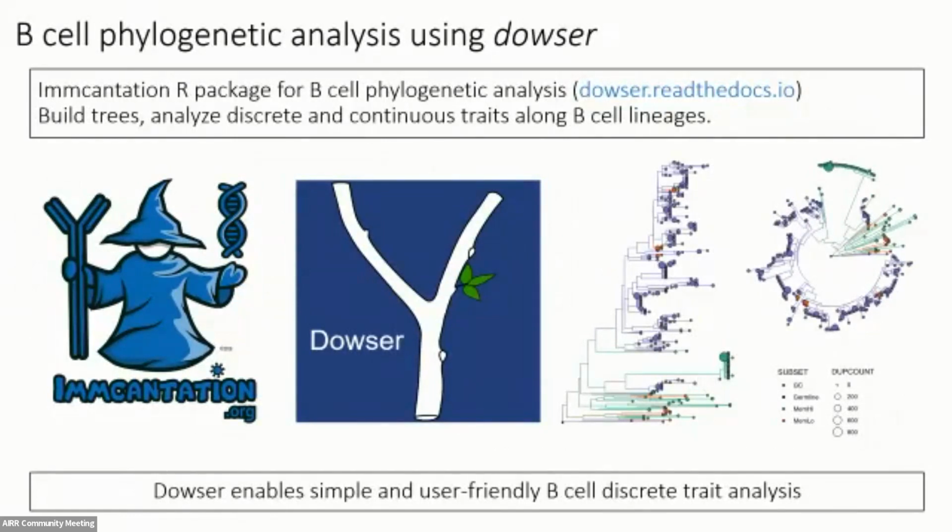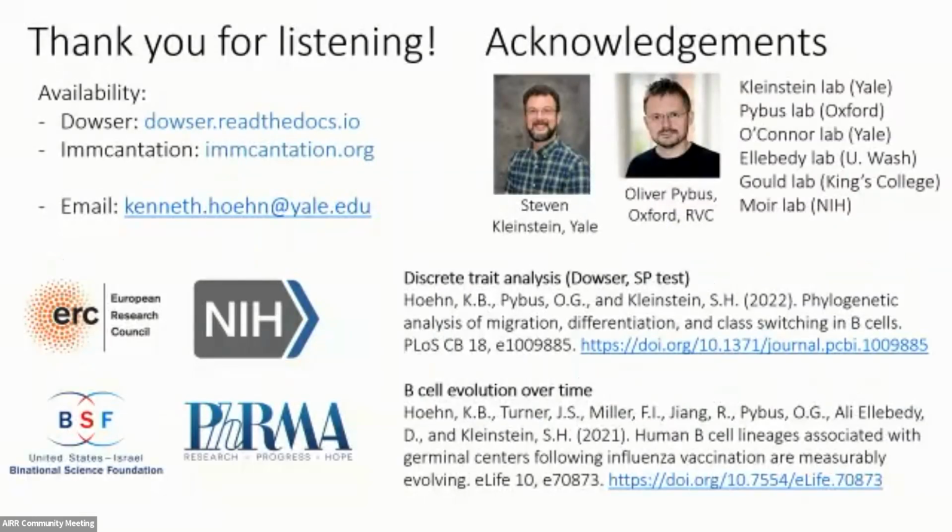We've implemented these tests in a new R package as part of Immcantation called dowser, named, of course, for the practice of using a Y-shaped stick to make sometimes questionable geographic inferences. This allows you to very easily build trees as well as analyze discrete and continuous traits along B cell lineages. So everything I've talked about here and on the poster is in dowser, and it's compatible with everything else in Immcantation.